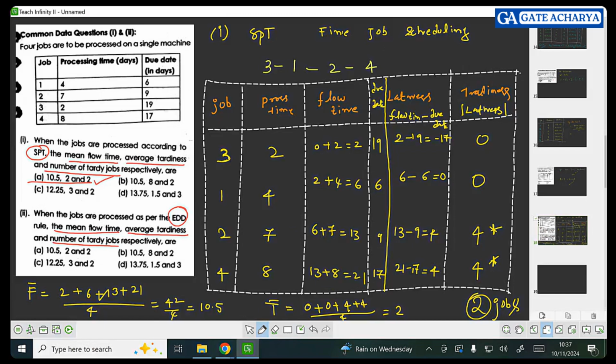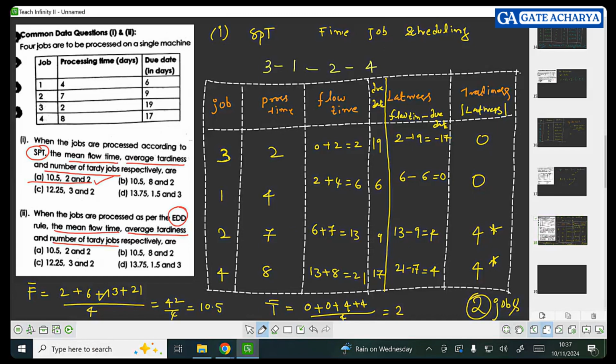Similarly, consider the EDD rule and solve. Now we have solved the first question. Then go for the next. Now I need to know the values: mean flow time. Look at your book and tell me your answer. Average tardiness 1.5. Number of tardy jobs 3 will come.